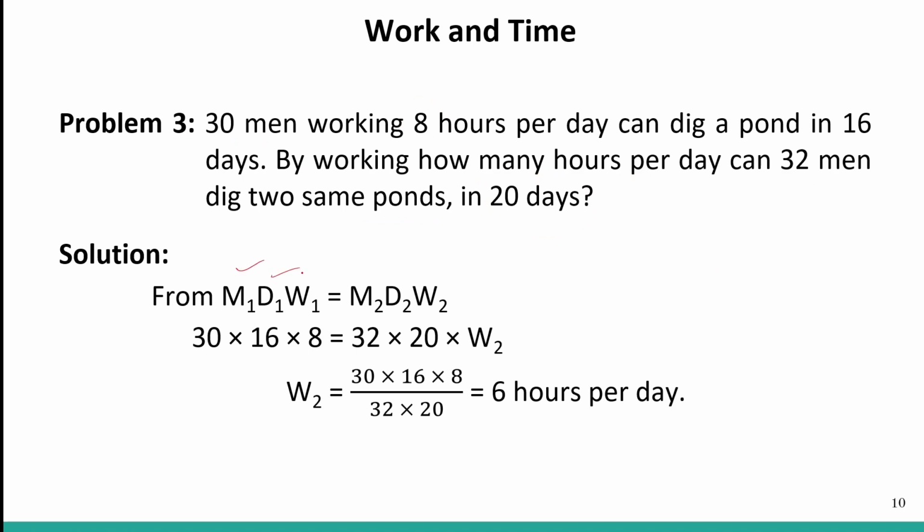Okay, m1 d1 w1 is equal to m2 d2 w2. That is how many men are working, how many hours per day, and how many days. That is actually equal to how many workers we will give and how many days do you have, and we have unknown here, that is how many work hours that we need. So work hours w2 is equal to 30 into 16 into 8 by 32 into 20. That is actually 6 hours per day. Okay, we can evaluate it in this method.